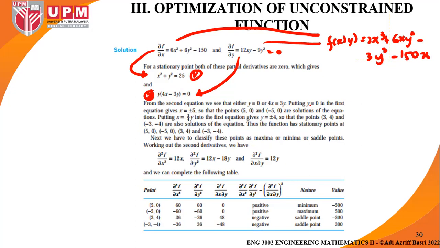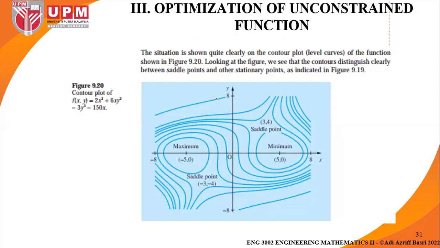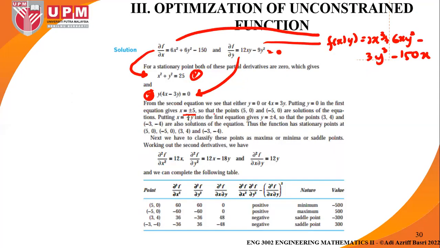So when we put y equal to 0 in the first equation, what we'll get is x squared equal to 25. So x will be plus or minus 5. Sorry, your first point will be 5: when x is 5, y is 0, and when x is negative 5, y is 0. So those are the first two coordinates of these stationary points.